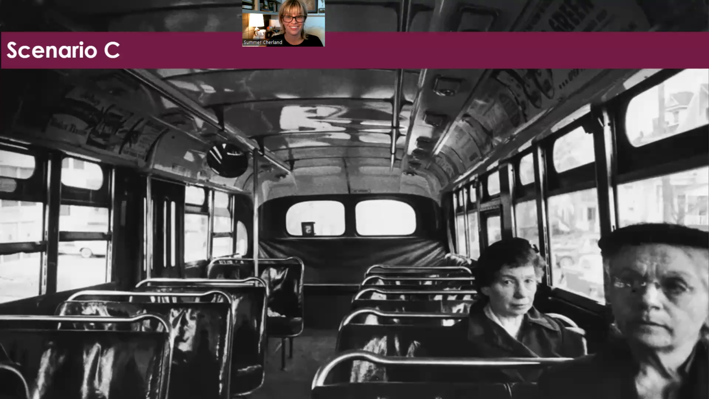Scenario C. You've got three scenarios. Here's your last one. An African-American rider challenges racial segregation on a city bus. At the time, the entire country enforced segregation. Blacks had to ride in the Black section of buses, trains, and streetcars.